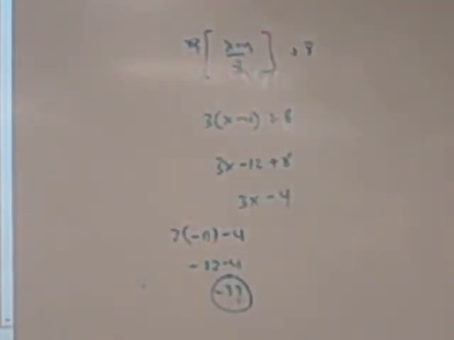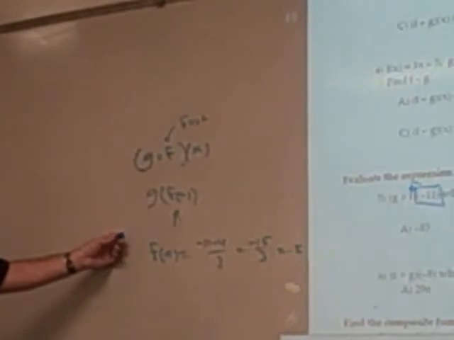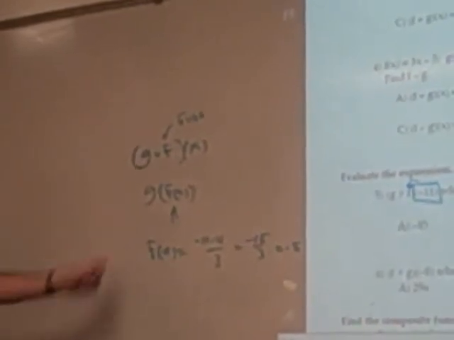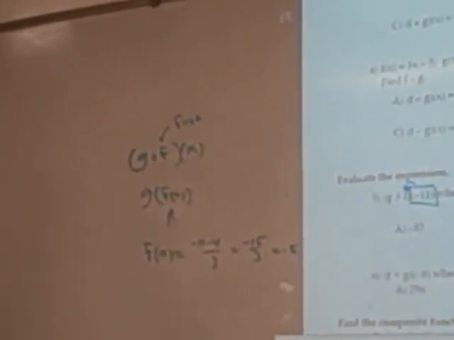So either way you want to get to minus 37, you can get there. I think, though, in this sense, this is probably easier. You guys got this?